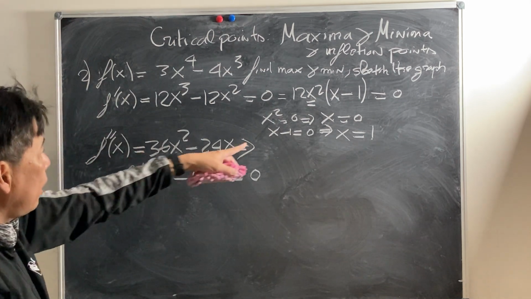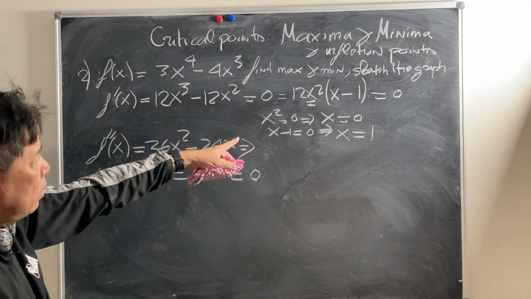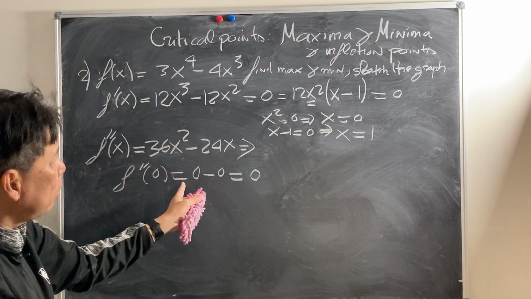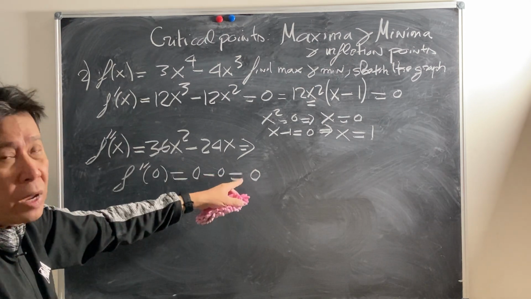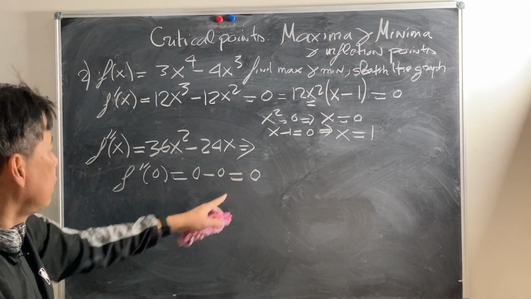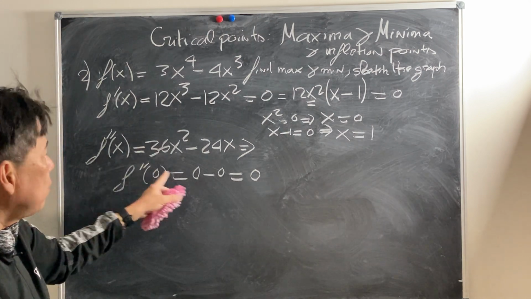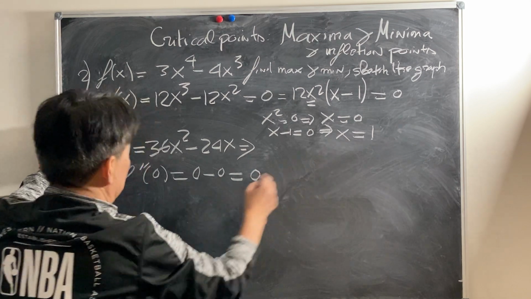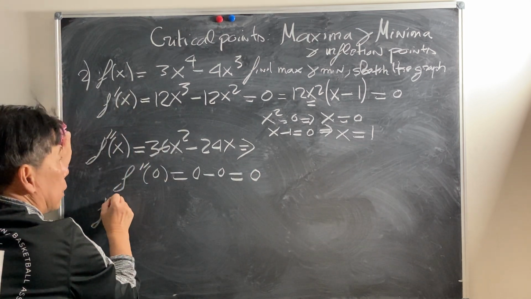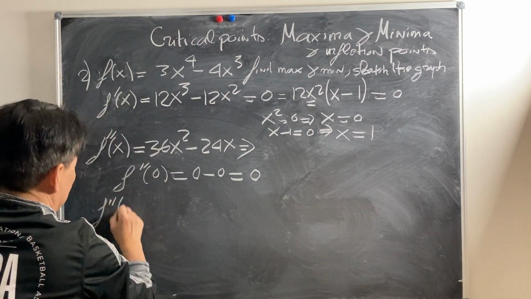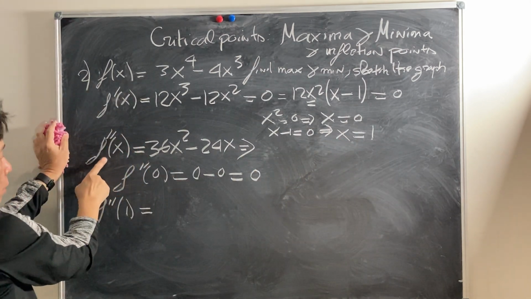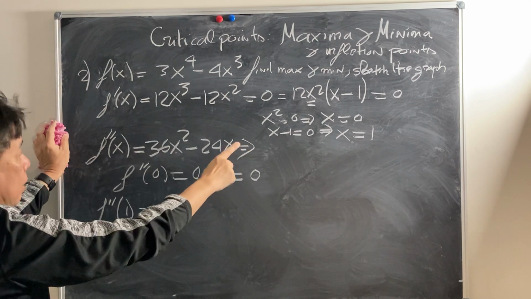So at x equals 0, the slope doesn't change. Okay, it doesn't go to negative or positive. So that point is an inflection point. When the second derivative equals 0, you know it's an inflection point. Okay, and now let's say x equals 1. We plug x equals 1 into the second derivative.